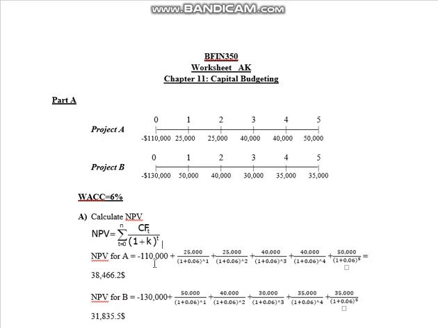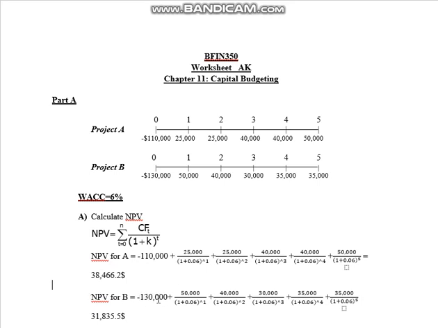So the NPV of project A will be $38,466.2. The same process will be repeated for project B.